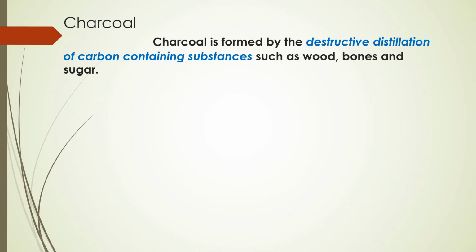Charcoal is formed by the destructive distillation of carbon-containing substances such as wood, bones, and sugar. These substances are heated in the absence of air, which is called destructive distillation, and the result will be charcoal, another form of carbon. So let us see what we mean by destructive distillation.